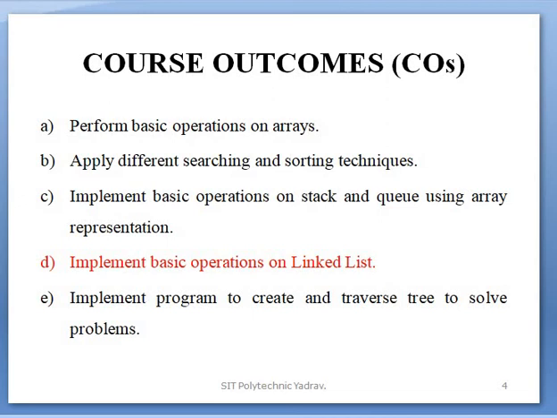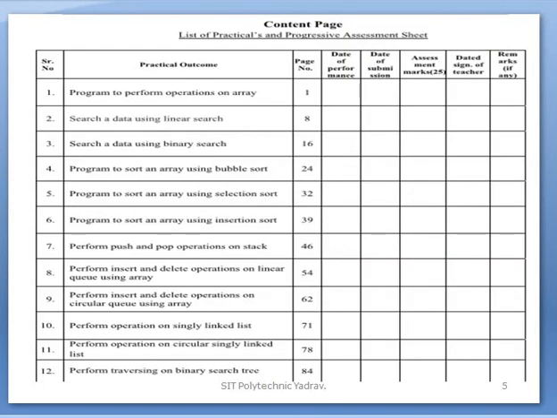Course outcome: after the completion of this practical, which CO do you achieve? Fourth CO, that is, implement basic operations on linked list. This is a content page. In today's practical session, we will learn practical number 11, that is, perform operations on circular singly linked list.